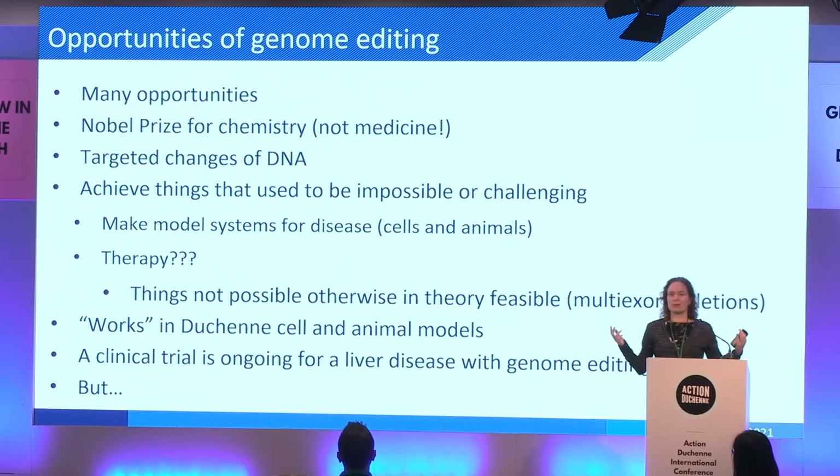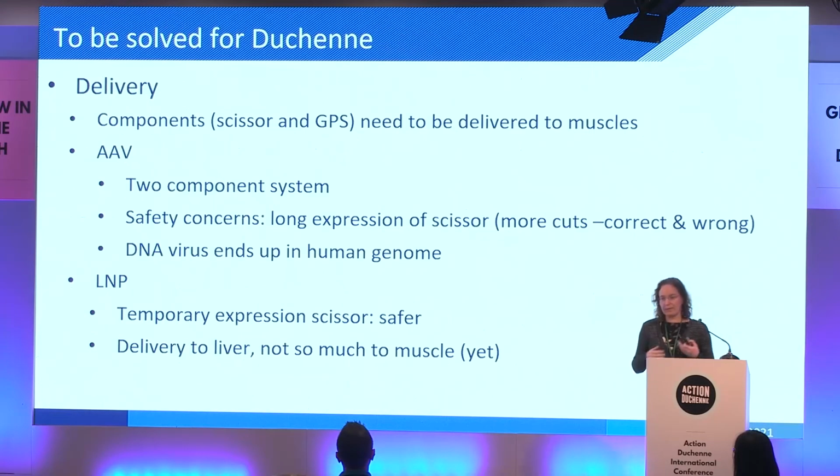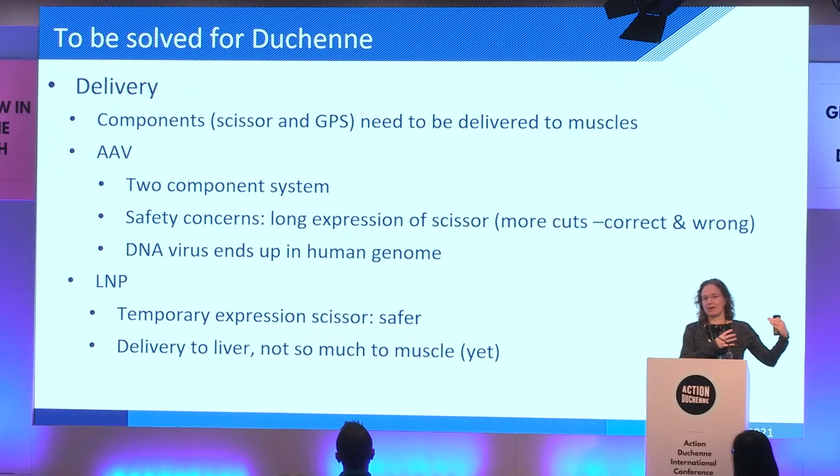And of course, in theory, we can, and there's publications out there that show that it's possible in cultured cells from Duchenne patients, in animal models that don't have dystrophin. There's even clinical trials ongoing for patients with liver diseases. So isn't it possible to also do this for Duchenne? But there are some things that need to be solved. So why are people doing this for a liver disease?